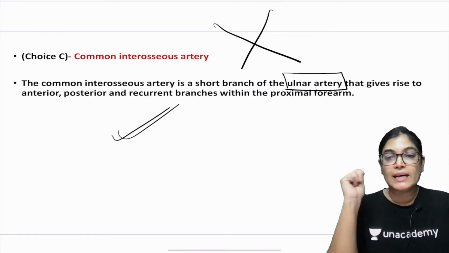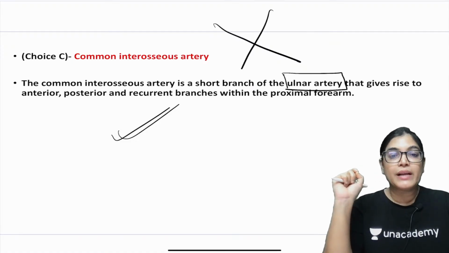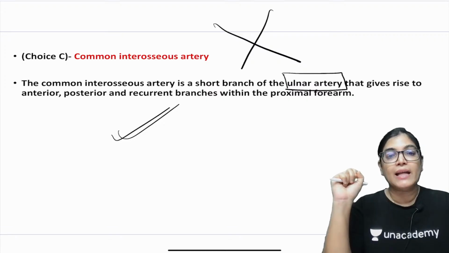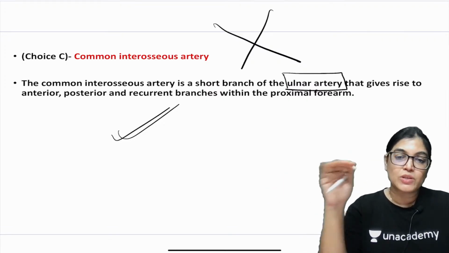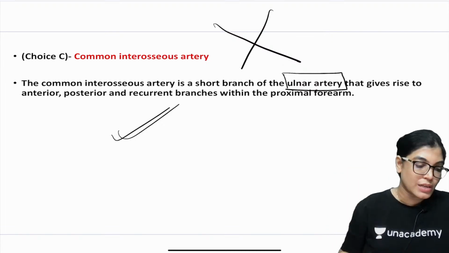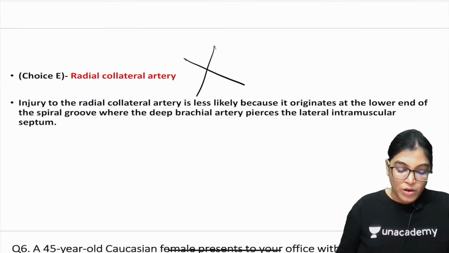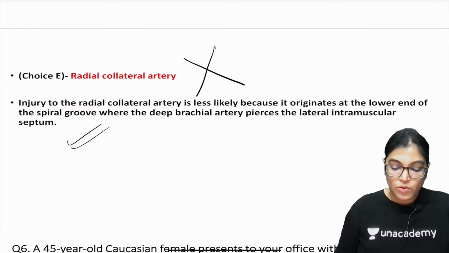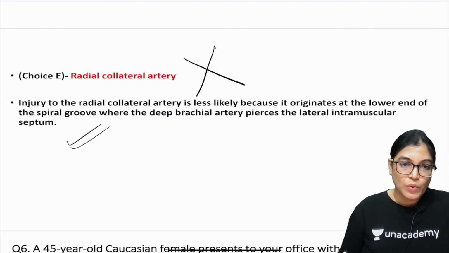And we know that the ulnar artery gives subsequent branches like the anterior, posterior, recurrent and interosseous arteries, and they are given at a lower level, not at the level mentioned in the MCQ, that is the shaft of the humerus. So this is not the correct answer. Radial collateral artery is again not the correct answer, because injury to the radial collateral artery is less likely, because it originates from the lower end of the spiral groove.